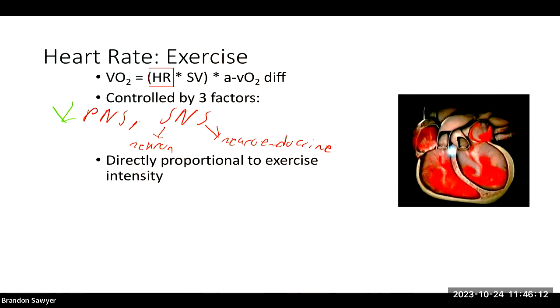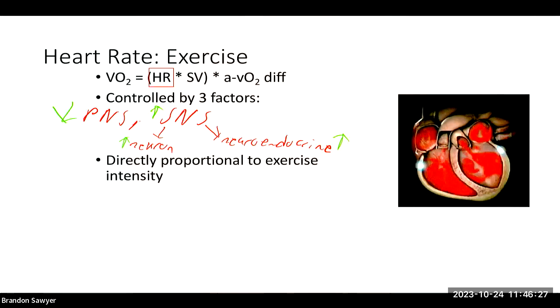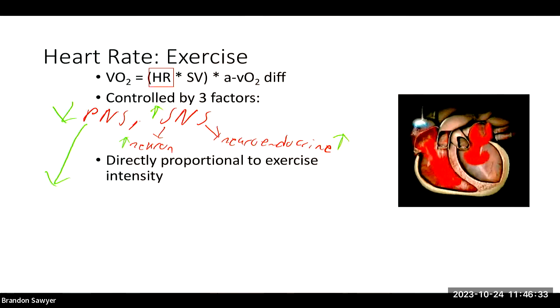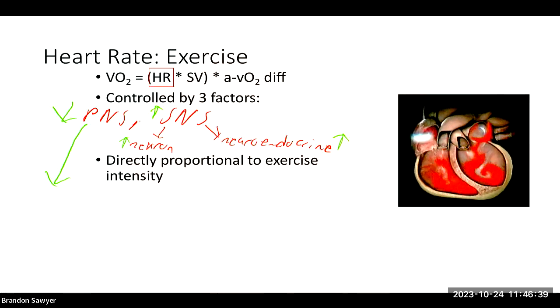Then to get it up above 100, now we have to kick in both of these, right? So we're increasing the neuron activity, which we'll talk about in a sec, and then we're increasing the neuroendocrine side as well. The nerve involved on the parasympathetic side is going to be releasing the acetylcholine that we were talking about back here. Let me just go back real quick to connect this.